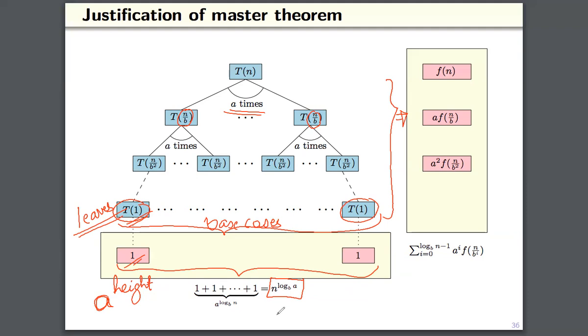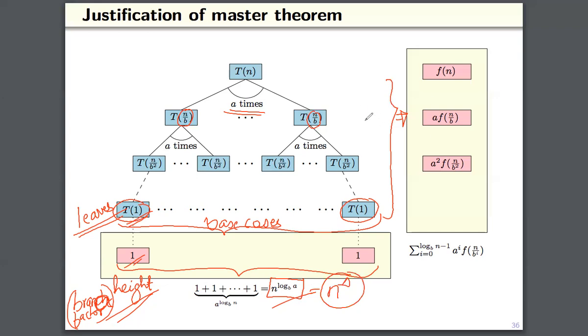Let me write it as branch factor power height, which gives you the total number of base cases here. Branch factor is a, height is log n base b. If you simplify, you get n power log a base b, which is equal to n power delta. The total number of base cases is this. Or you can say the total amount of work done, computations in all base cases, is this.